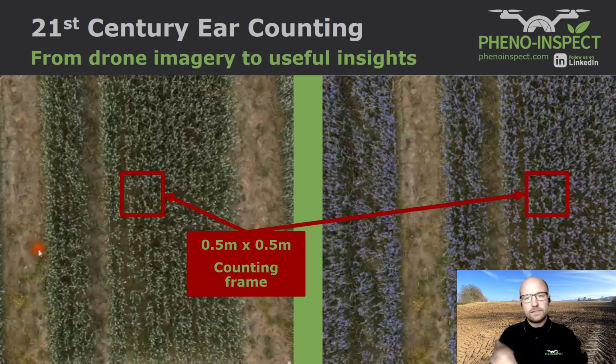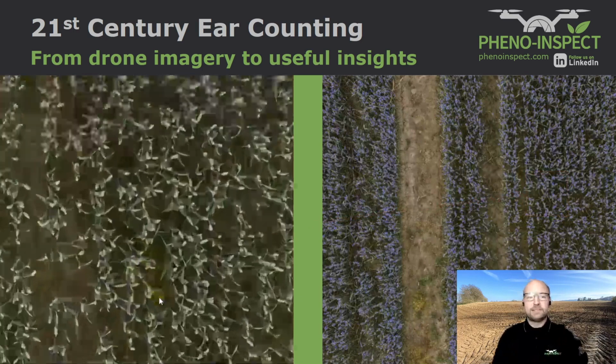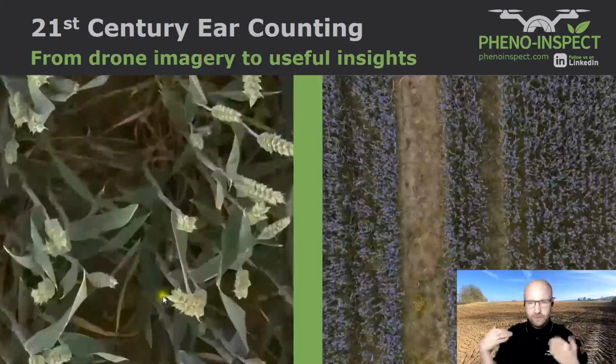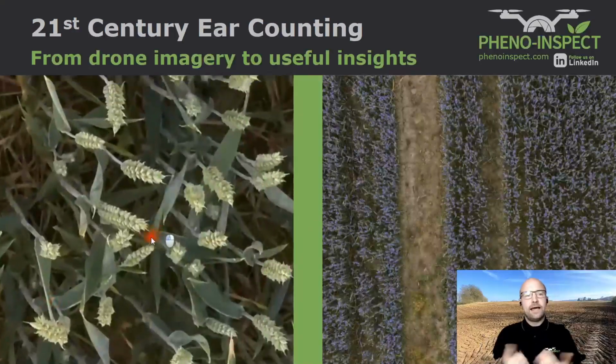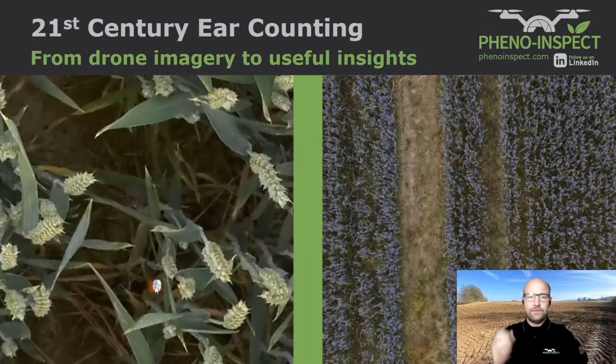And this is, of course, dangerous because you assume that you have a uniform distribution of your ears, which doesn't hold always in practice. And therefore, we say instead of counting the small sample sizes, count every ear on the field. Fly with the drone over the field, let us analyze the image data, and you get a result for every ear in the field.